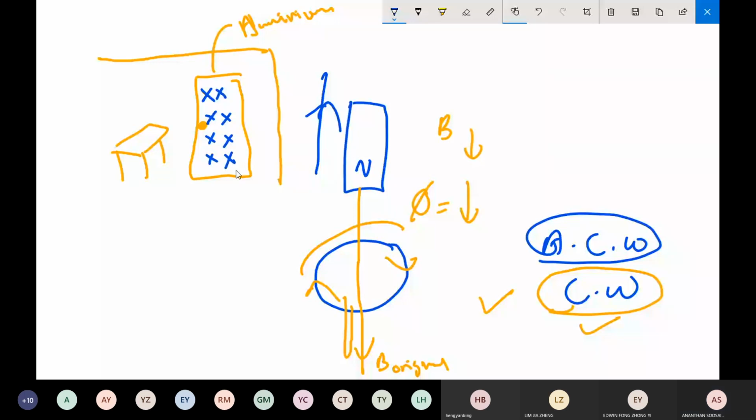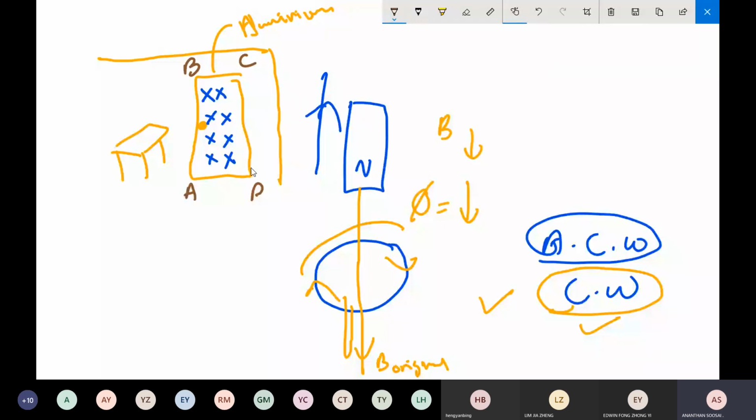Now let me put the edges. This is the edge A, B, C, D. The door frame was made of aluminium, which means it's a metal. Now let's say you open the door. Because you open the door, the frame of the door experiences changes in flux. The magnetic flux of the frame is changing.